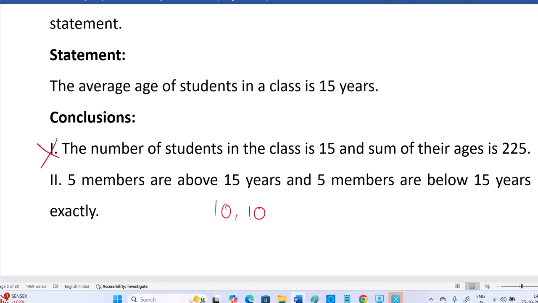So I'll just give you with 5 numbers. Yes, 10, 10, 15, 20, 20. This one's average is also the same, 15 only. 10, 10, 15, 20, 20. You do the average: the total is 75, divided by 5, that's 15. Why 5 members less than 15? Why 5 members more than 15? Maybe a student with age exactly 15 is also possible. Definitely true, I cannot say this.